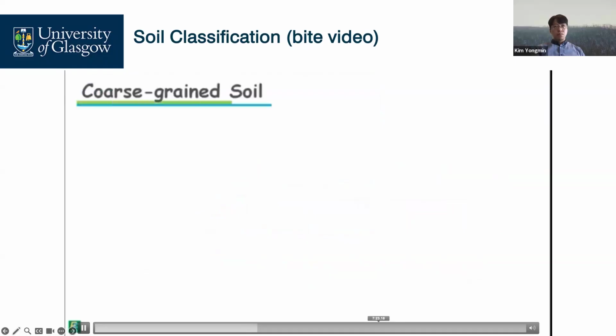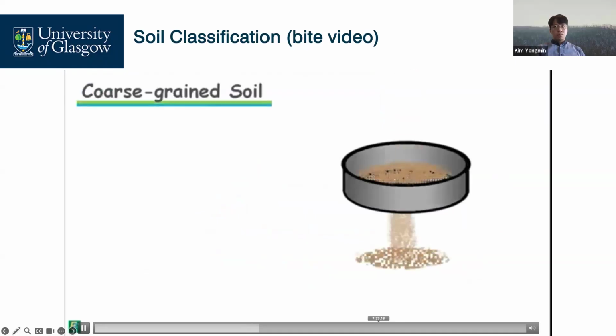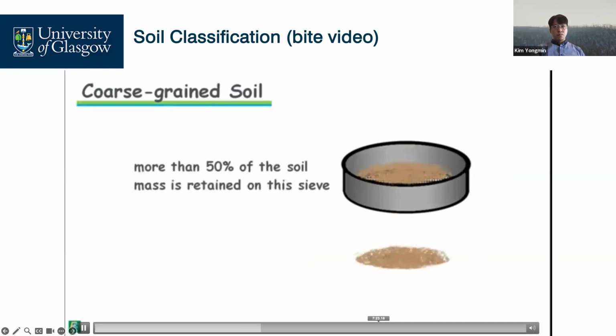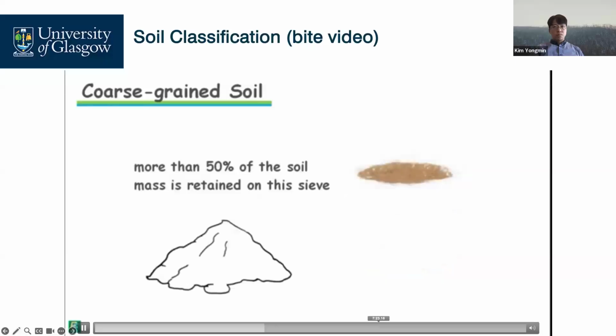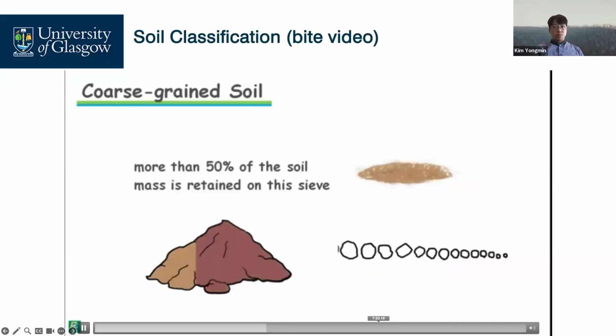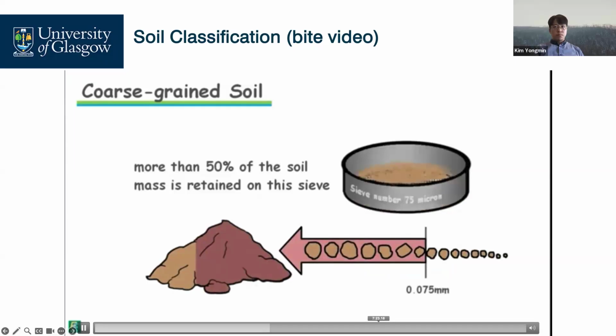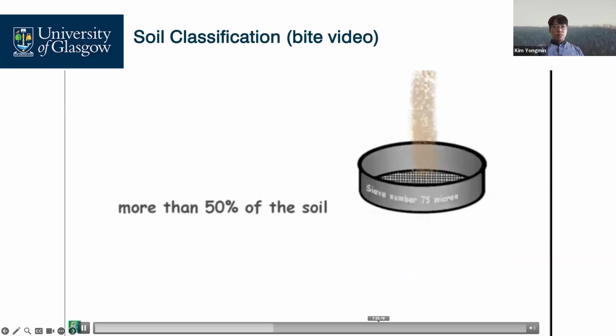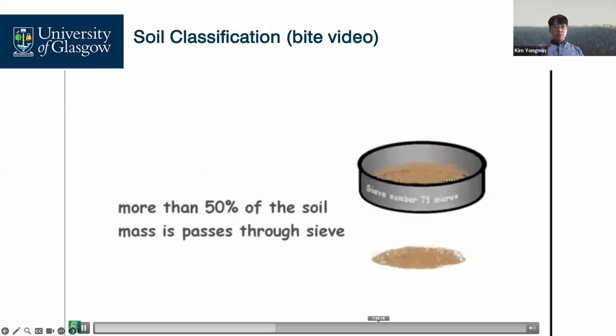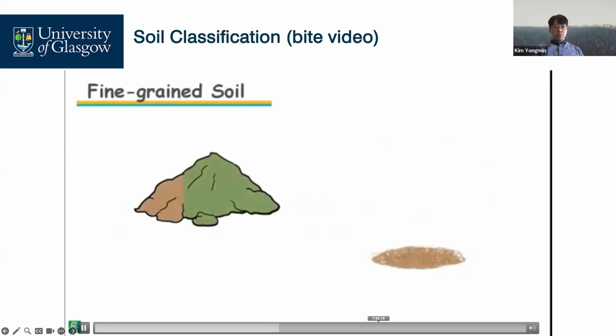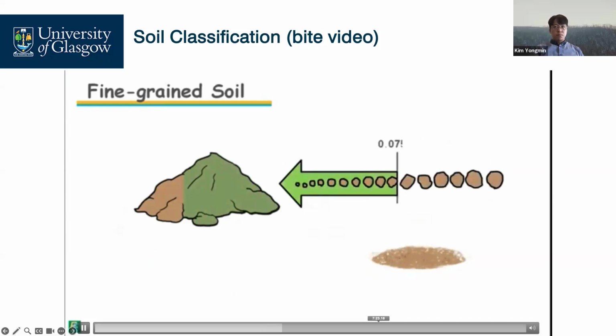According to this system, coarse-grained soils are those which, when sieved, have more than 50% of their mass retained on the 0.075 mm sieve. It means more than 50% of the soil mass contains particles which are larger than 0.075 mm and could not pass the 0.075 mm sieve. If more than 50% of the soil material passes through this sieve, then the soil is classified as fine-grained soil. This soil will contain more than 50% of its soil mass made up of particles which are smaller than 0.075 mm.